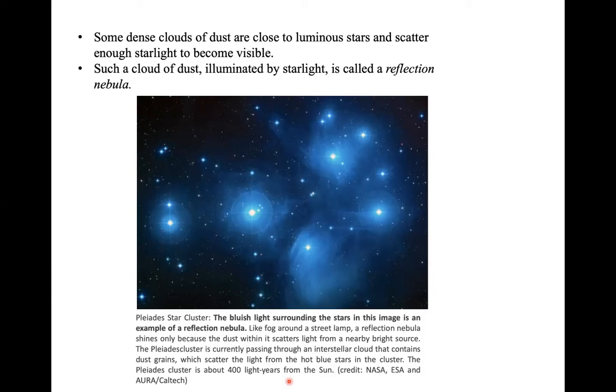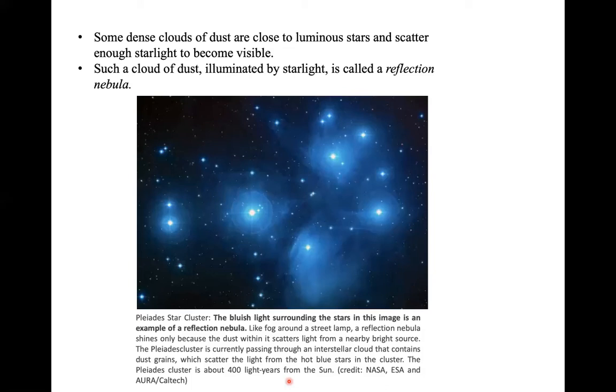The bluish color that you see surrounding the stars in this image is an example of a nice reflection nebula. And this seems to be really blue in color. If you look through a binocular, you can see this very clearly. Not the nebula, in fact, but you see these bright blue stars. And just to give you some information about this particular star cluster, it is around 400 light years from us.